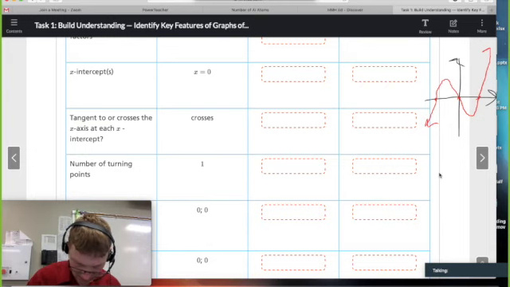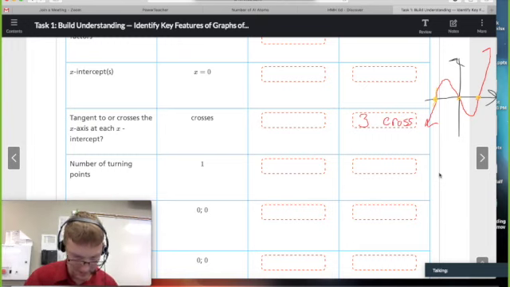Those x-intercepts, let's see here. This first one is a cross. Second one is a cross. Third one is a cross. And again, that's because the graph is going across the x-axis. So I would say all three are crossing the x-axis.